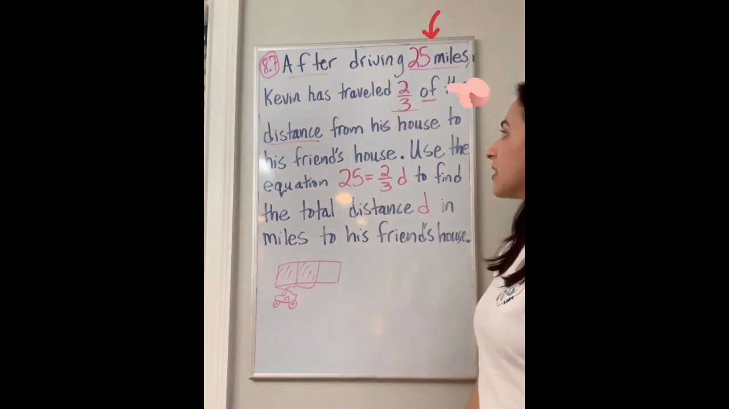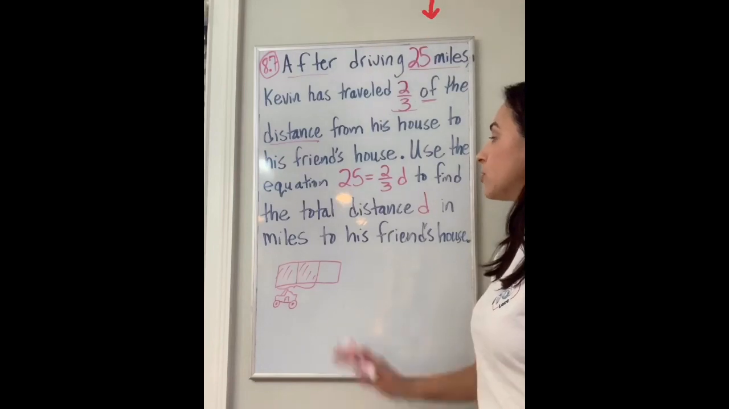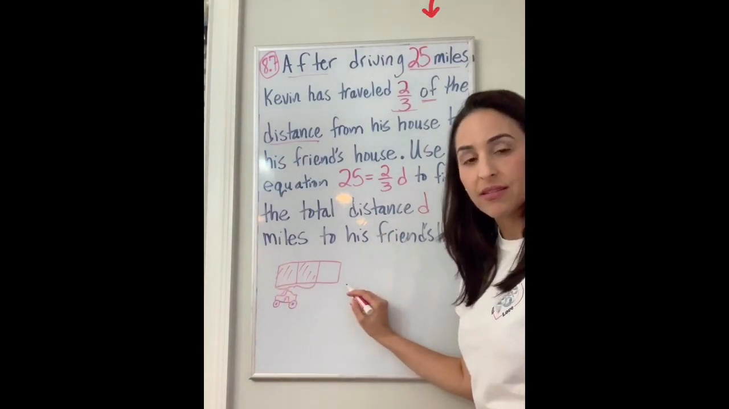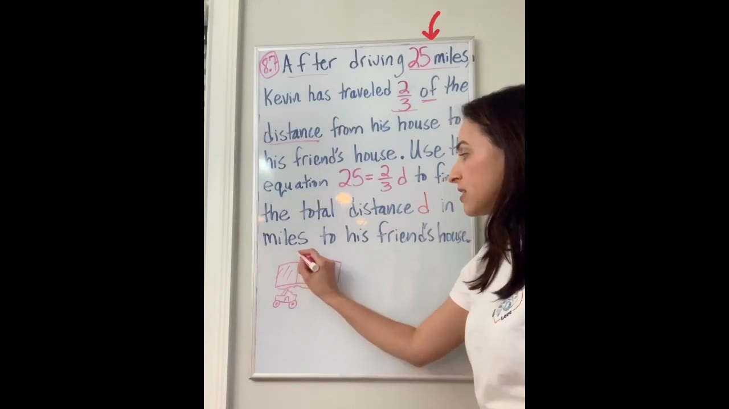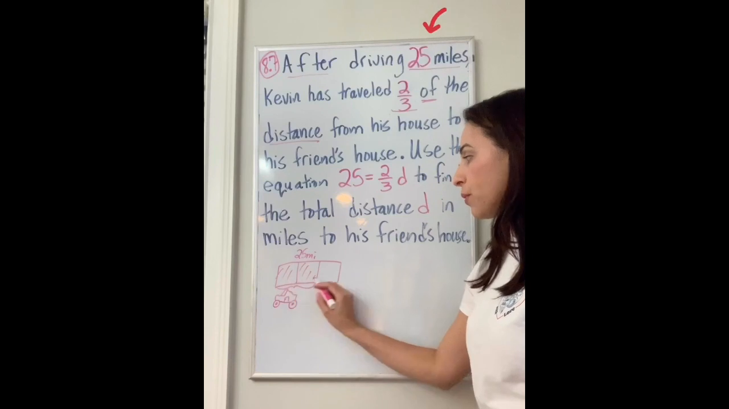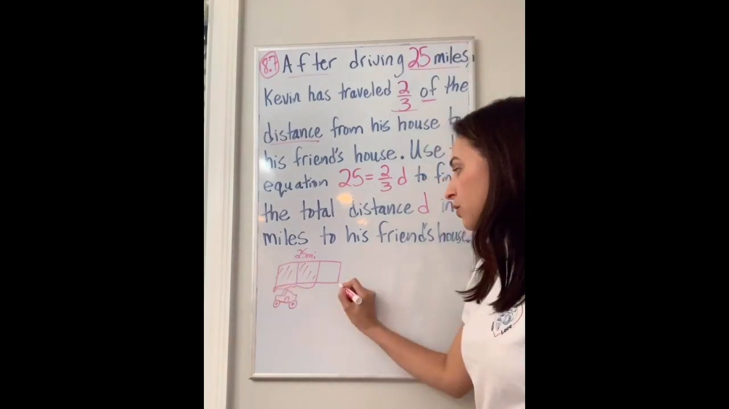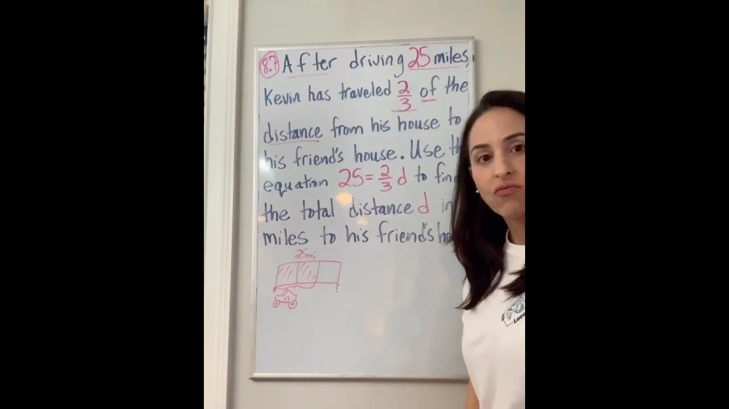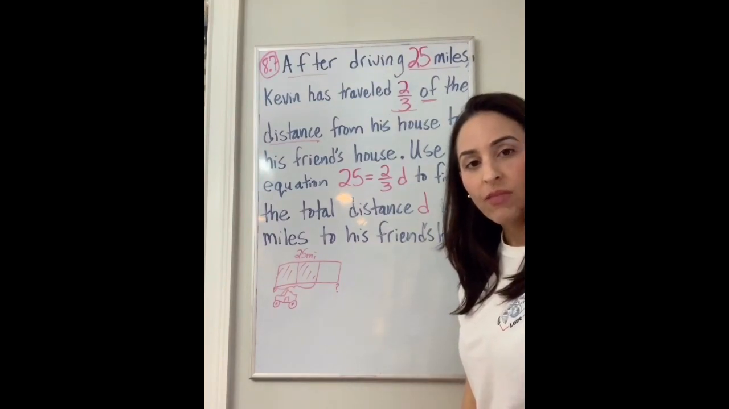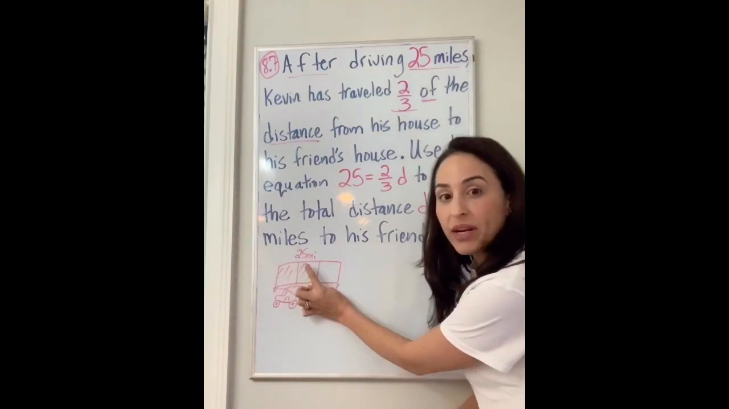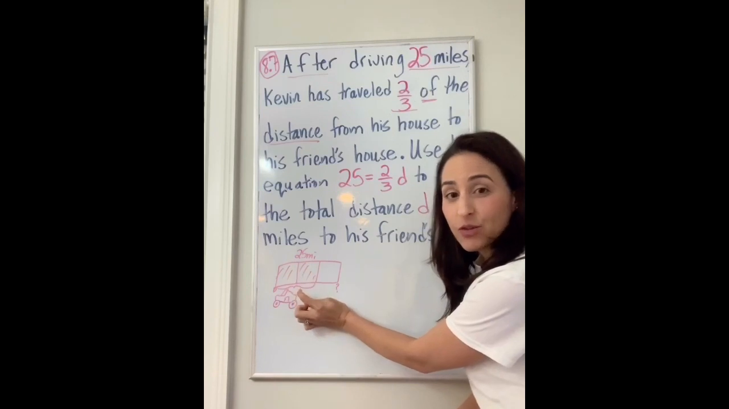It says that they want us to use the equation and that they want to find out what's the total distance. So right now we know that the 2/3 of the distance is 25 miles. Okay, but we're missing this piece. So from 0 to, I don't know. Well, just look at that picture. What do you know? I know that 2/3 is equal to 25 miles. 2/3 is the same thing as 25 miles.